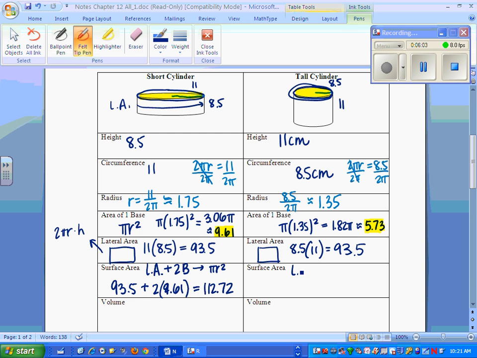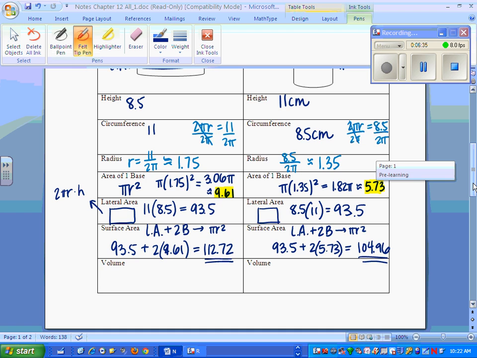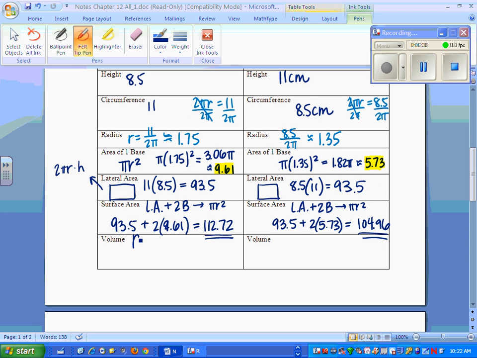Same thing for my surface area for the tall one. I'm going to take the lateral area and add 2 of the bases, and remember bases are pi r squared. My lateral area is 93.5, adding 2 times the area of the base. Area of one base is 5.73. This is going to equal 104.96. Because the circles are bigger in this cylinder, my surface area is going to be a little bit bigger than this one. Now for volume. For volume, the formula is just base times height.